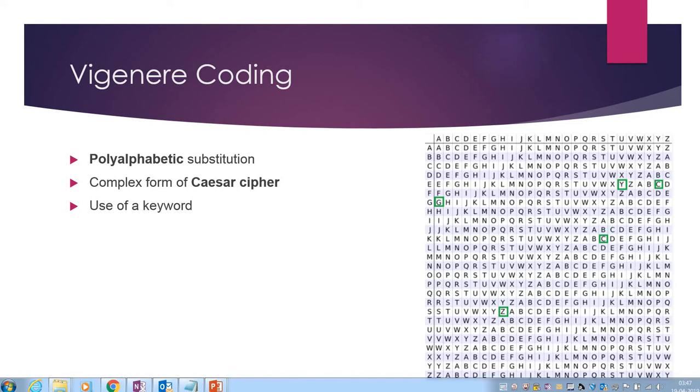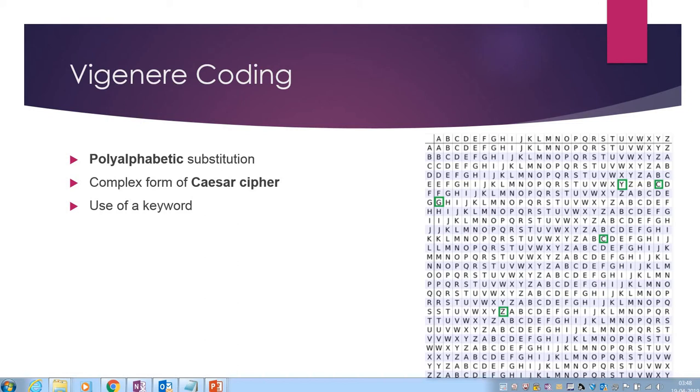If you remember my lecture on Caesar cipher, it used to encrypt a plain text or the original text by shifting letters by some known number of positions. If you remember that part, it would be very easy for you to understand Vigenere coding. Vigenere coding is a complex form of the Caesar cipher, and it actually involves the use of a keyword or a key, guys. How that is all used together, we are going to see in a live example in the next slide.